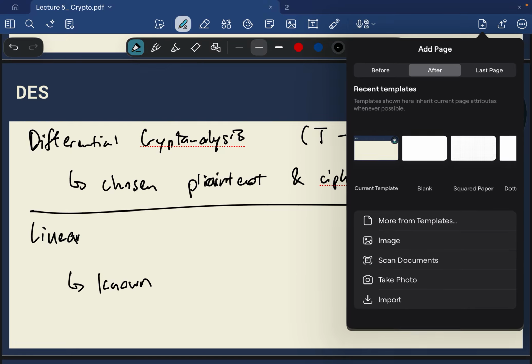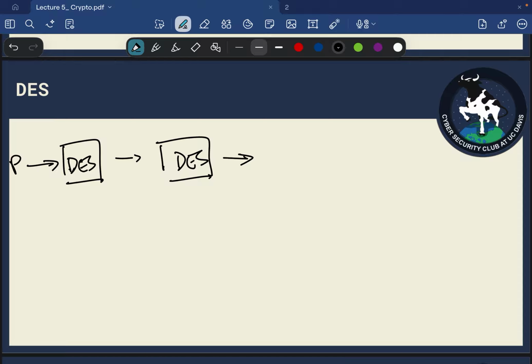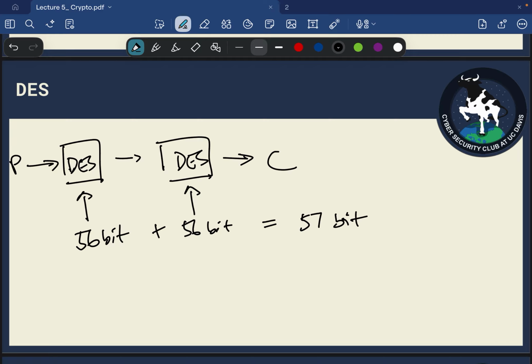Let's make it longer. So the idea is, well, instead of using 1 key, let's use 2 different keys, right? 2 different 56-bit keys that will equal 112 bits, right? Great idea. That's not right. If you pass 2 DES blocks together, as we show over here, we have some plaintext input over here, and out comes some ciphertext, and there's a 56-bit key over here, and a different 56-bit key. You add them together, they equal 57 bits of security. And you're like, why is that 57 bits?